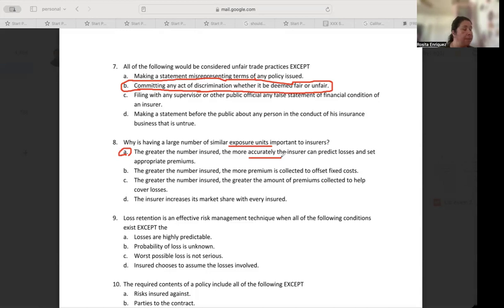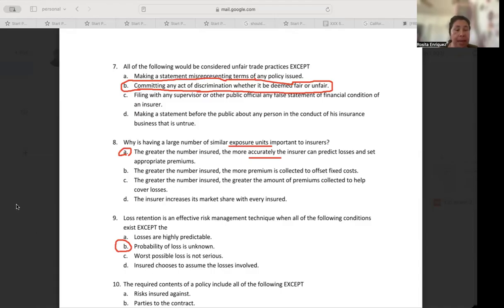Number nine, loss retention is an effective risk management technique when all of the following conditions exist, except the answer is B. Probability of loss is unknown. Probability of loss is unknown. That's the one that we rule out.